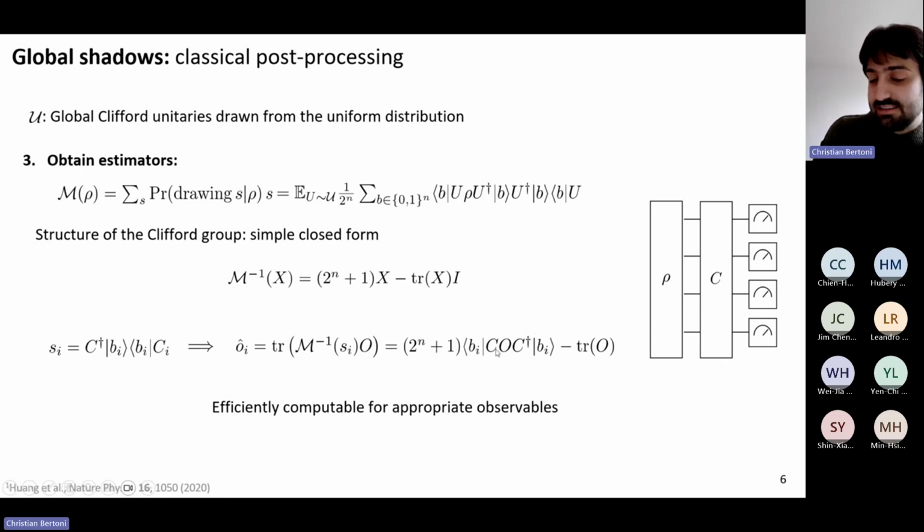For example, you might take this O to be a projector onto a stabilizer state, then the overlap with this other stabilizer state would be efficient to compute. But there are observables for which it's not so clear whether this is computable or not. But for appropriate observables, this is efficiently computable.